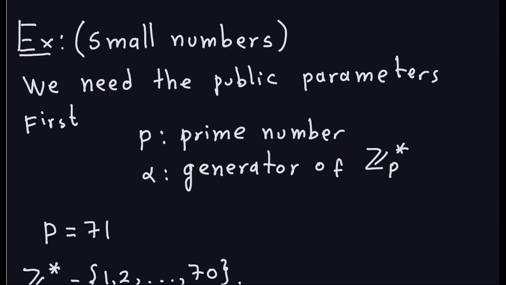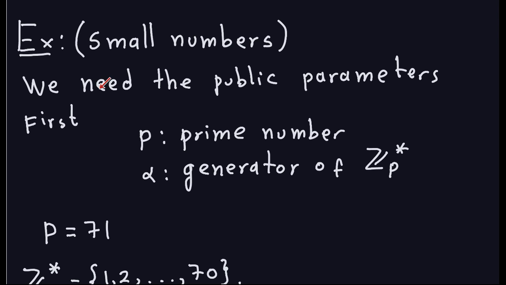Hello and welcome again. This is the second video of the series of lectures about the Diffie-Hellman Key Exchange. In the last video, I talked about the general protocol for the key exchange, and so now I'm going to give you an example using small numbers. So we're going to use small numbers and see how this is done.